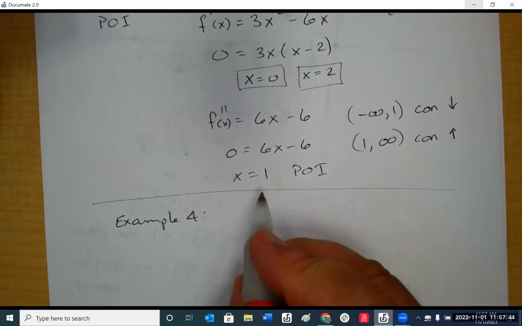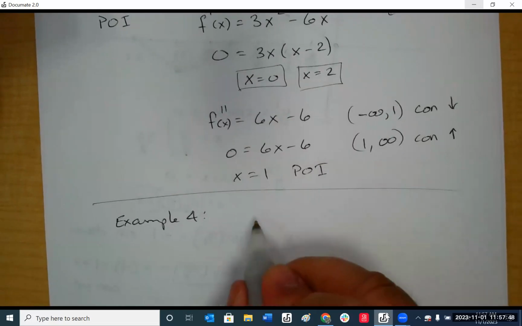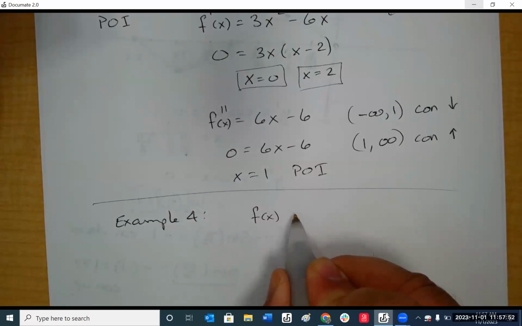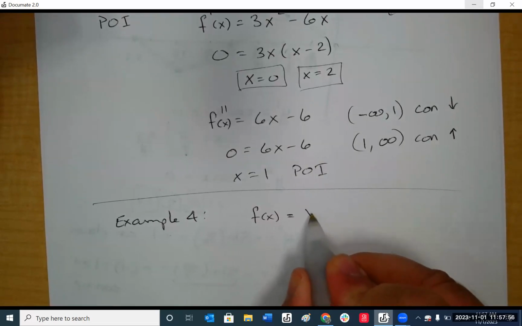Example 4. Determine the concavity and find the point of inflection of this function. No, find the point of inflection of this function.